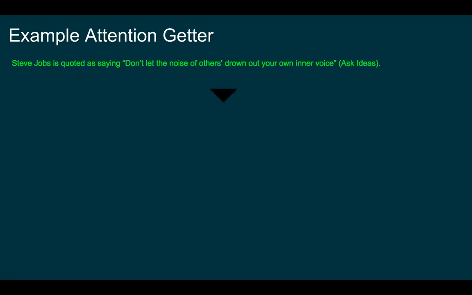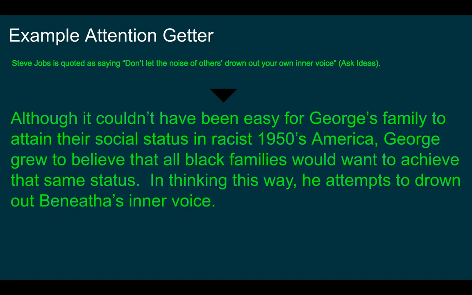So here's what I've done. My attention getter was, Steve Jobs is quoted as saying, "Don't let the noise of others drown out your own inner voice." I've turned it into this. Although it couldn't have been easy for George's family to attain their social status in racist 1950s America, George grew to believe that all Black families would want to achieve the same status. In thinking this way, he attempts to drown out Beneatha's inner voice. You'll notice that my last sentence that's here in green is really where I'm talking about that attention getter. Mine, I kind of have to lead into it in order to get there.